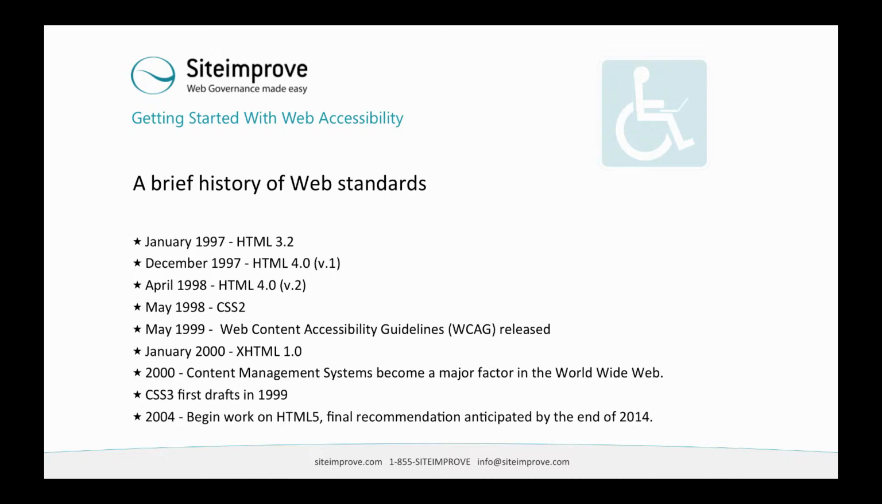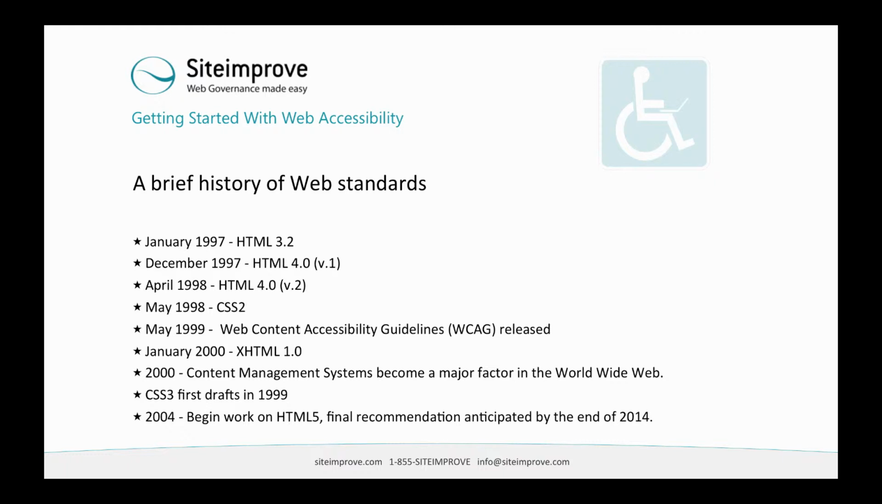May 1998, CSS Level 2 was first published as a W3C recommendation. May 1999, Web Content Accessibility Guidelines, WCAG, released and became a W3C recommendation. January of 2000, XHTML 1.0. XHTML is almost identical to HTML4, except more strict and much cleaner specification.